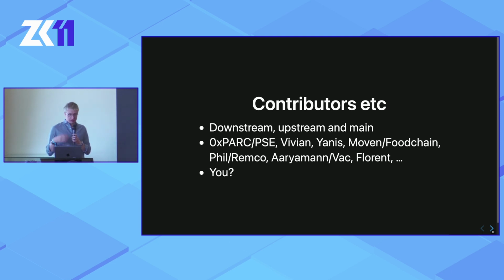Some contributors, so these are people who have been using Mopro or things that we rely on, or people who have been contributing to Mopro. So Six Park, PSE, for the grant and so on. Vivian, who's been helping out a lot in terms of building out Mopro. Yanis and Florent, who are working on ZK identity systems, Anon Aadhaar and Proof of Passport respectively. We have had some good feedback from them. Movin and Foodchain, who have been looking into GPU acceleration. Phil and Remco from Worldcoin, who have done a lot in terms of circom witness, native witness generation. Ironman and Vac, who have been doing similar things. And hopefully you, if this is something you're interested in.